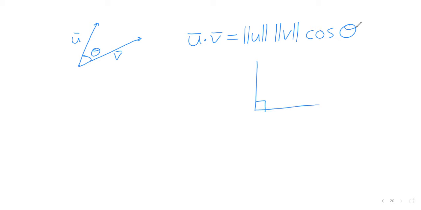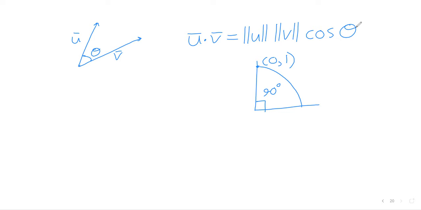Here is theta on the unit circle. Here is 90 degrees, pi over 2 radians. The point on the unit circle is (0, 1). The cosine of 90 degrees is 0. So if these vectors are meeting at 90 degrees, something times something times zero is zero, and the dot product is zero.